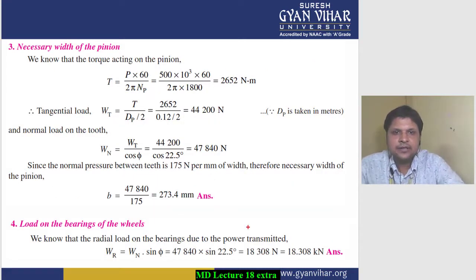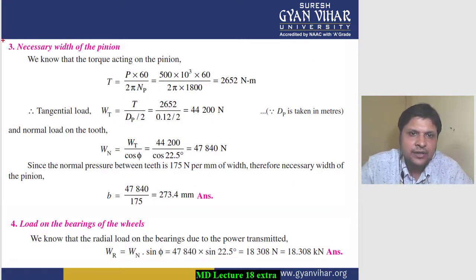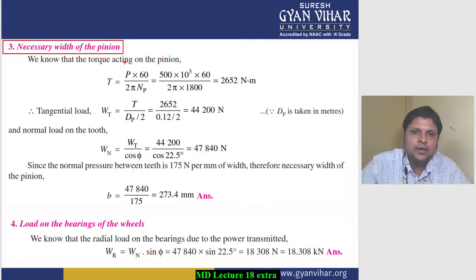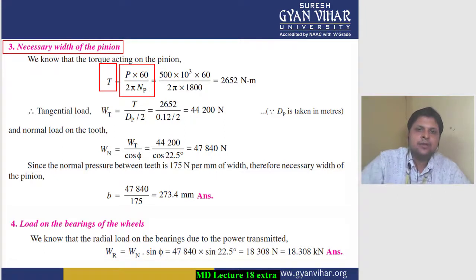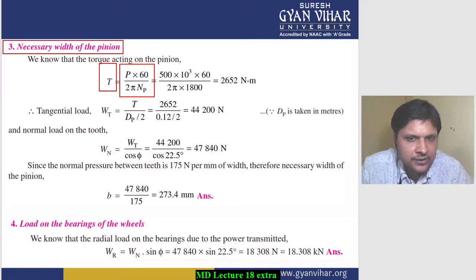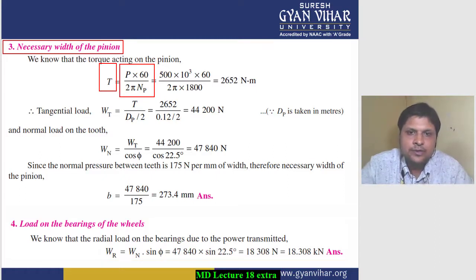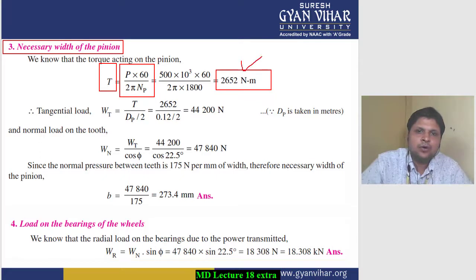Moving to the third thing asked in the question, the necessary width of the pinion. We will have to calculate the torque first of all, and we know torque is calculated by P into 60 upon 2 pi N, because the power transmitted is given by 2 pi NT by 60. From this it is taken out that T is equal to P into 60 by 2 pi N. Putting all the values, you will get the torque.